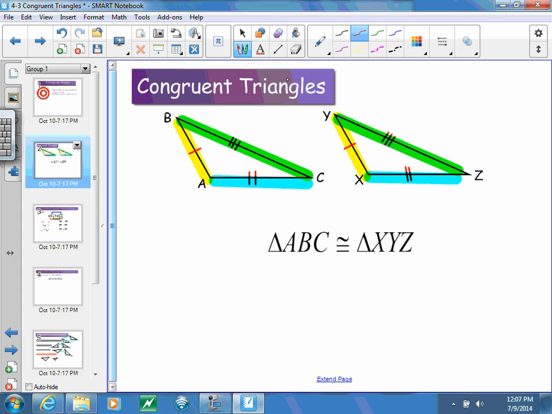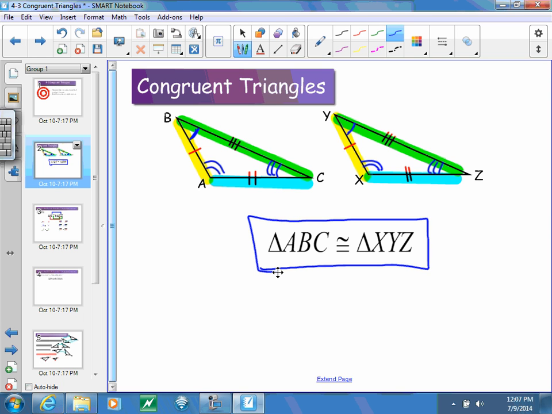Now there's a little bit more to having congruent triangles, and they also have congruent angles. So angle B and angle Y would be congruent, angle A and angle X would be congruent, and then you'd have angle C and angle Z being congruent. And the congruence notation that we use is going to be the one here where I have the two triangles, and then I'm saying that they're congruent to each other. And it's specific in the way that we write it out.